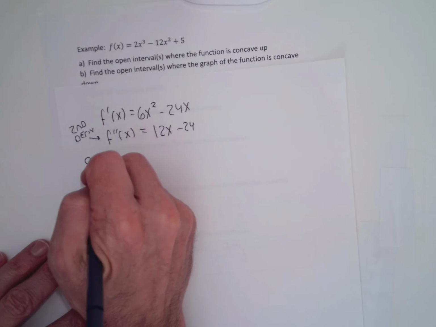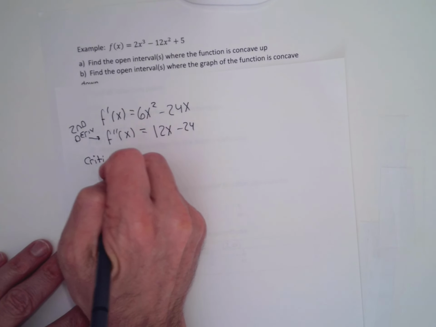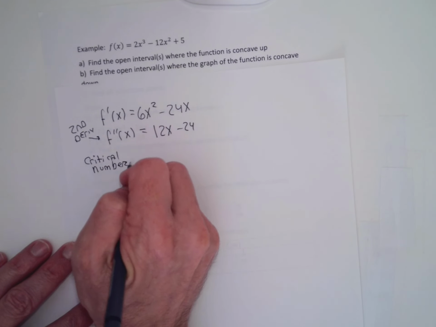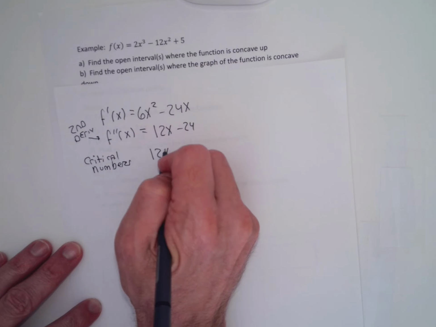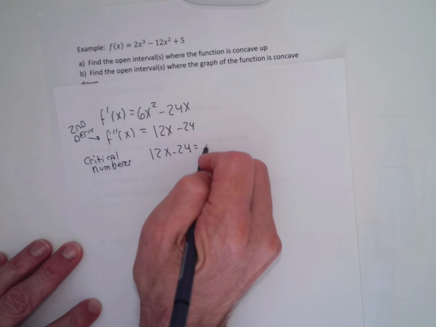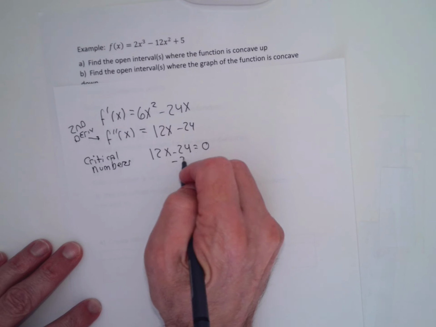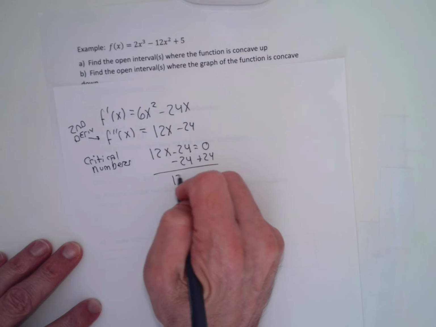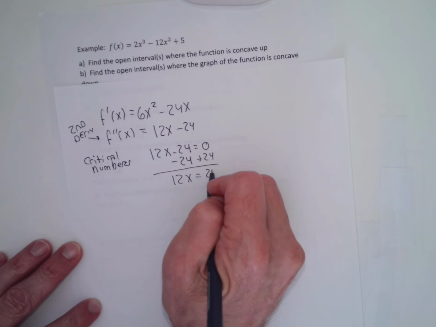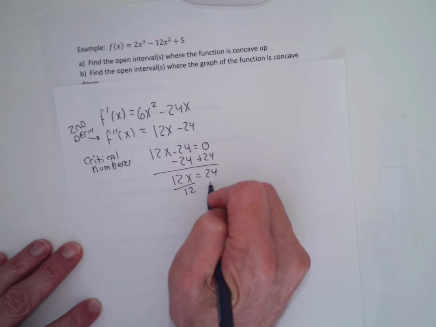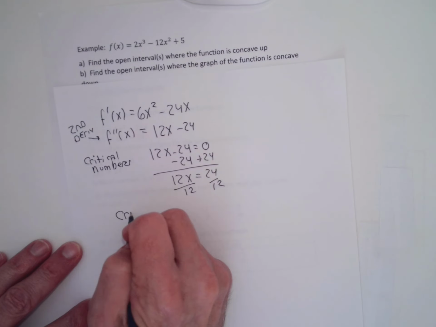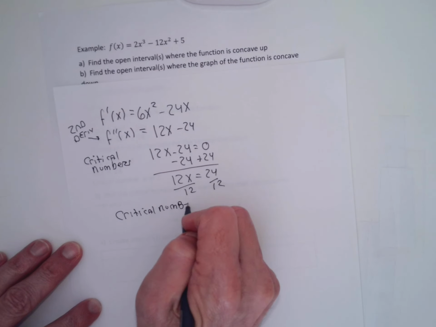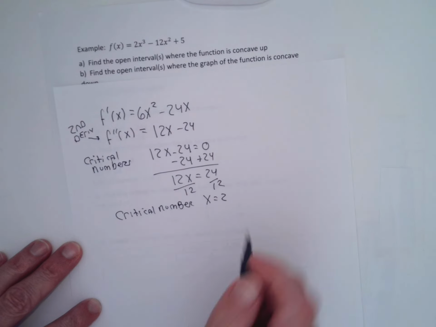Now I'm going to get my critical numbers. If it was a fraction, I'd have to set the numerator and the denominator separately equal to 0. But it's not. It's just a nice polynomial. So I'm going to set the second derivative equal to 0, and do the algebra to get my critical number. So my critical number is going to be x equal to 2.